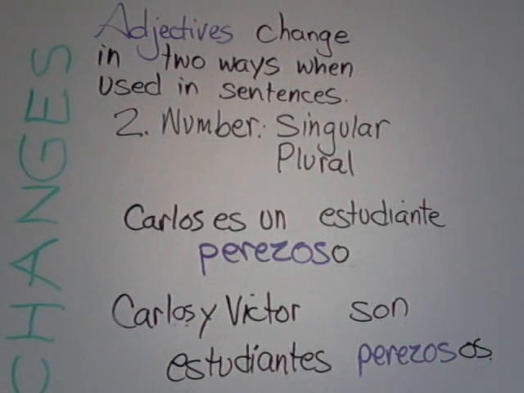Carlos es un estudiante perezoso. He's a boy. Carlos y Victor, both boys, son estudiantes perezosos. Notice the only difference is we just put an S on the end. The adjective ends in a vowel, so all we have to do is just put an S on it when we're describing more than one person.